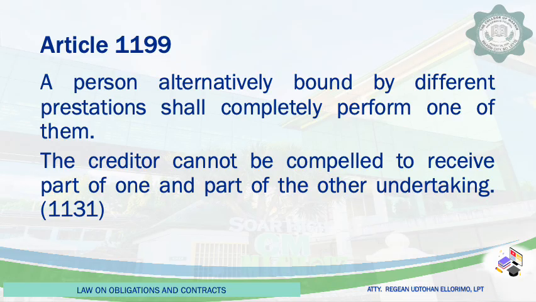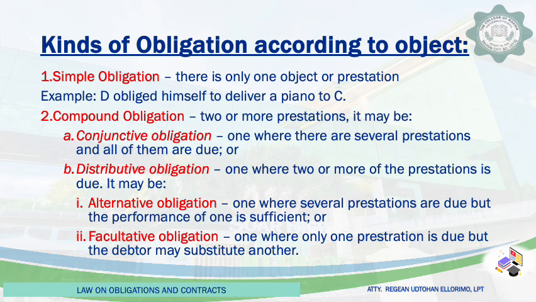The second sentence means that the creditor, in our example Y, cannot be forced to accept part of one prestation and part of another, like half of the car and half of the motorcycle. Also, the performance must be complete and of one kind only. Now, what's the key idea behind Article 1199? An alternative obligation, take note, is fulfilled by the complete performance of one chosen prestation, not by mixing or dividing them.